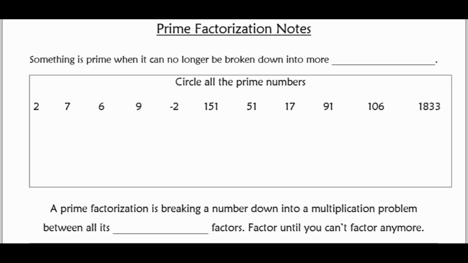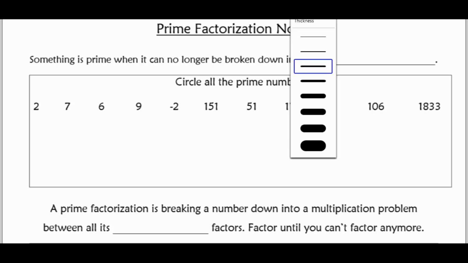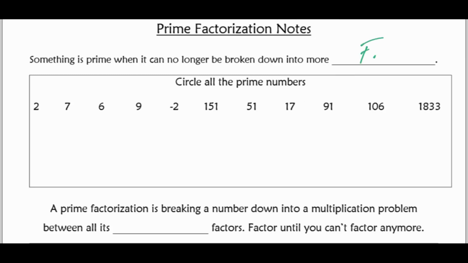They're factors of 30. Something is a prime number when it can no longer be broken down into any more factors. It's prime when it doesn't have any other factors besides itself and 1. So we're going to circle all the prime numbers here. 2 is a prime number. 2 cannot be broken down into anything else. No other whole numbers will multiply to give you 2 besides 2 and 1. 7 is the exact same thing. There's nothing that multiplies to give you 7 except for 7 and 1.